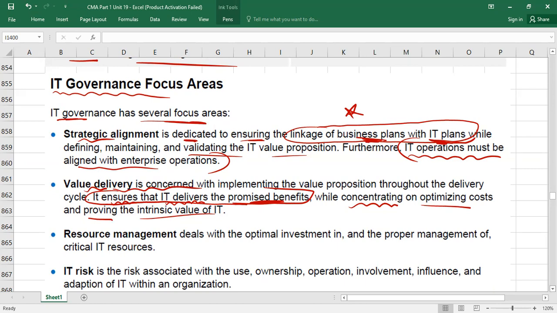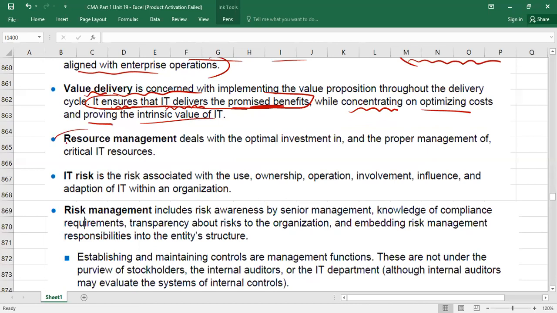Number three, being a board of director, you also need to focus on resource management. I told you, people, infrastructure, information, all these are called resources. You have to ensure that you are using your resources in an optimal way. It should not be like that you need an accountant, but you are hiring engineers to work for the accountant, or assigning engineers the responsibility to do the accounting work. So resource management deals with optimal investment in and proper management of IT resources, like information, infrastructure, applications, people, etc. So you need to manage your resources.